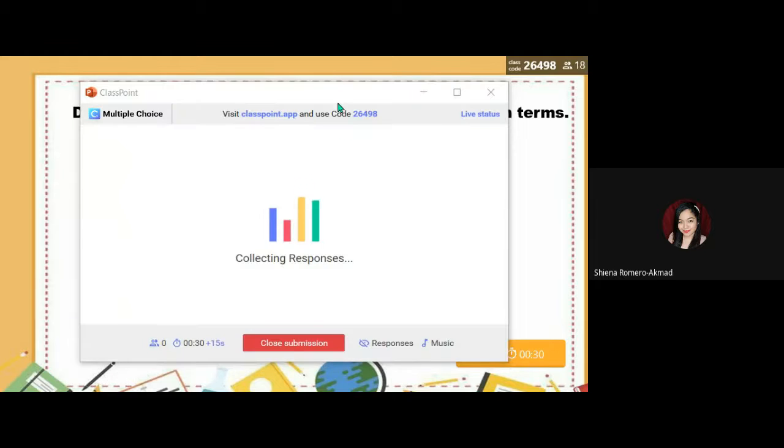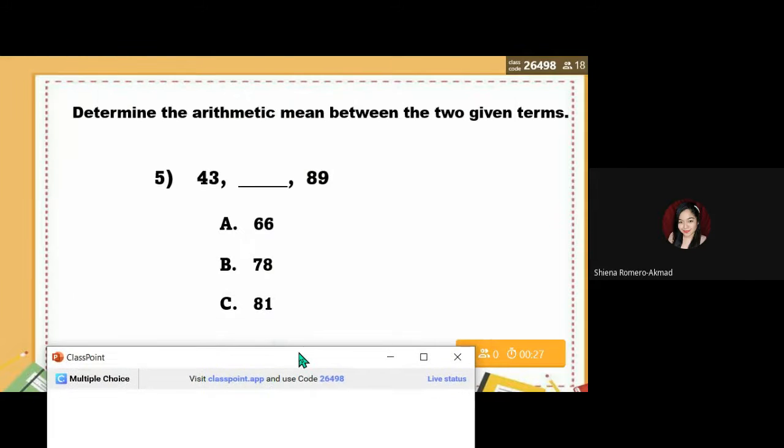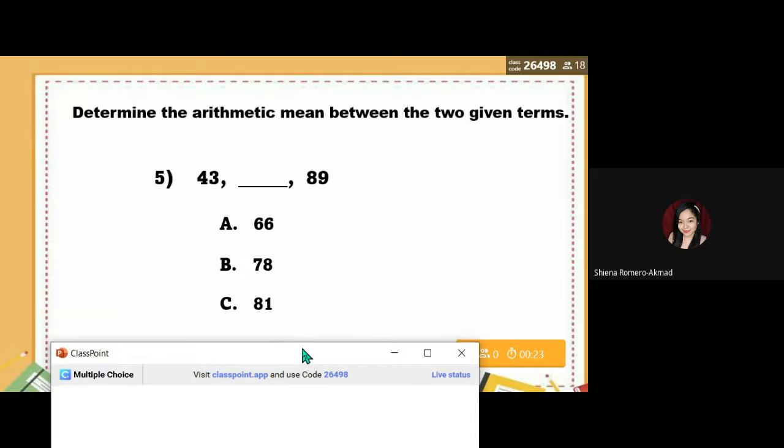Next, 43, 89, and pili kayo dun sa answer. 66, 78, 81.